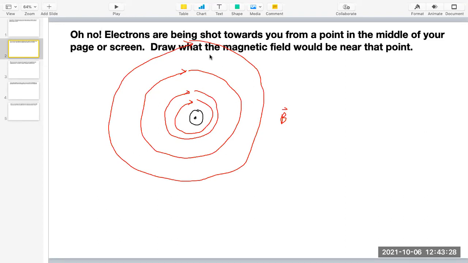An alternative way of looking at it is if you've got a negative particle, instead of using right-hand rule, you can use left-hand rule. So if they're coming out at you, the magnetic field would go clockwise around like that.